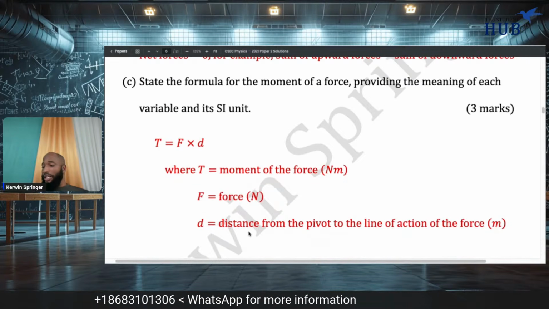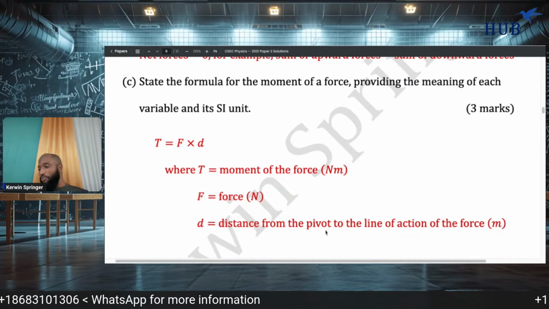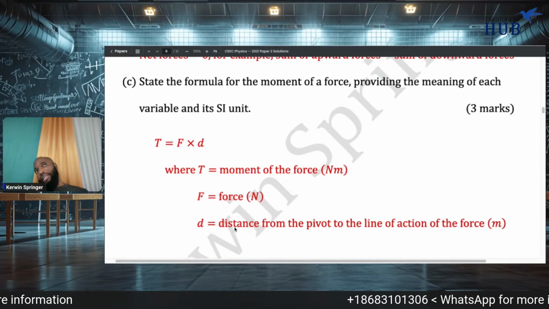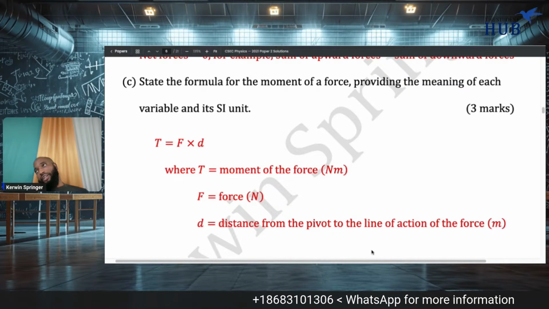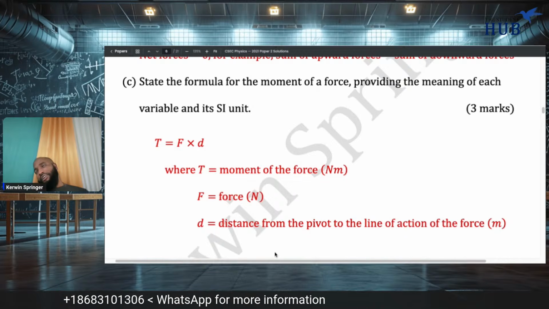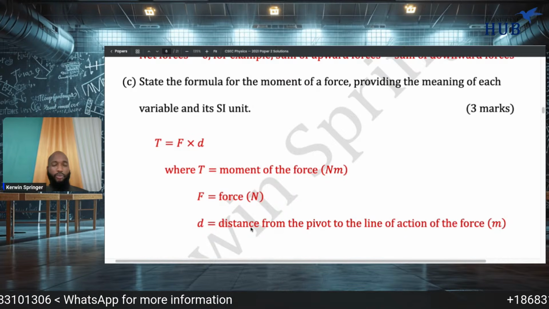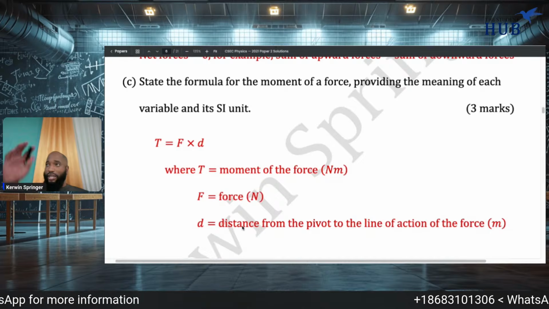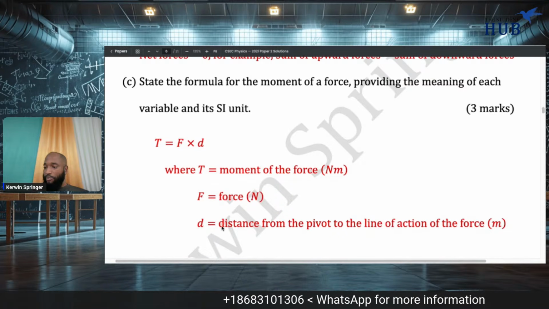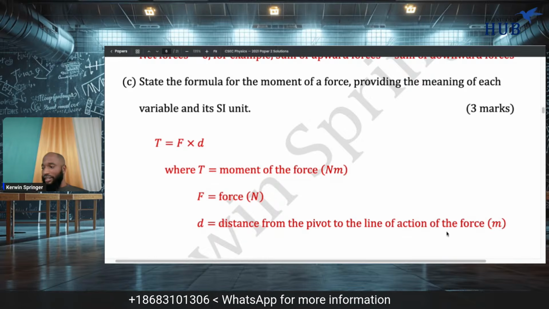When you're describing it, make sure you write distance from the pivot to the line of action of the force. You can put perpendicular distance from the pivot to the line of action of the force. It's perpendicular to the line of action of the force. Right? So make sure you put that. Throw in the word perpendicular here. Everybody catch that last bit? When you're talking about D, put perpendicular distance from the pivot to the line of action of the force.